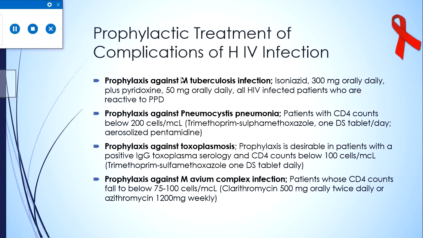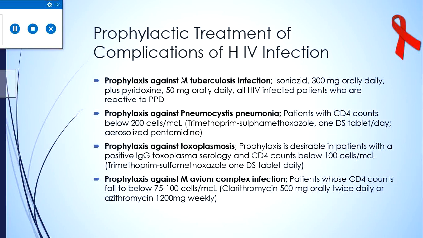Number one is prophylaxis against Mycobacterium tuberculosis infection. It should be by daily isoniazid 300 mg orally with pyridoxine 50 mg daily to avoid peripheral neuropathy, for all HIV infected patients who are positive for PPD skin test. A positive test means that the patients are incubating the disease and they are at risk of reactivation of disease, so it should be started if they are positive for PPD skin test.